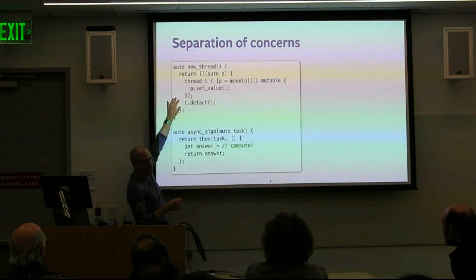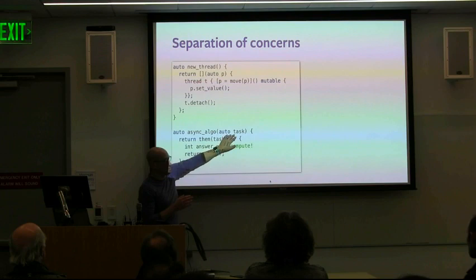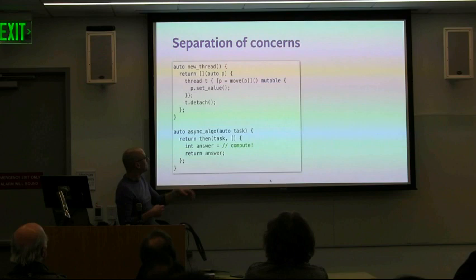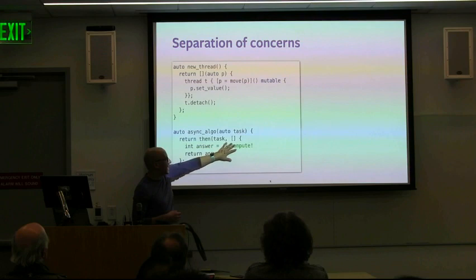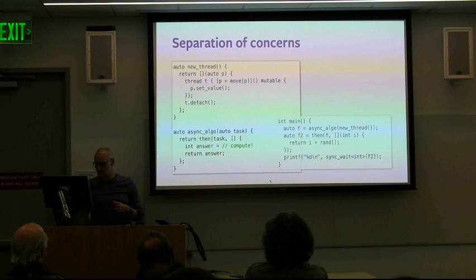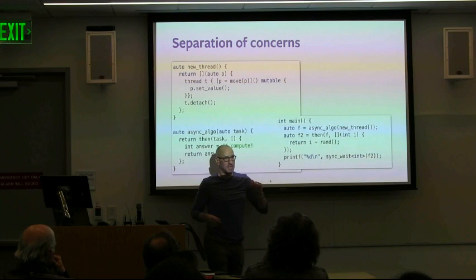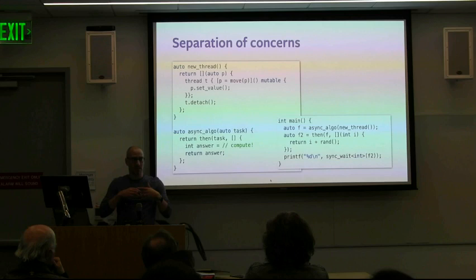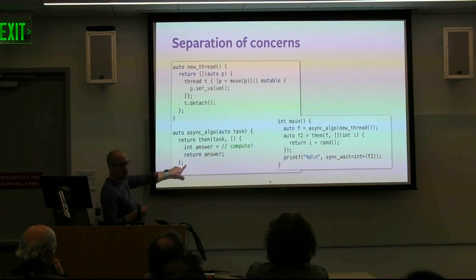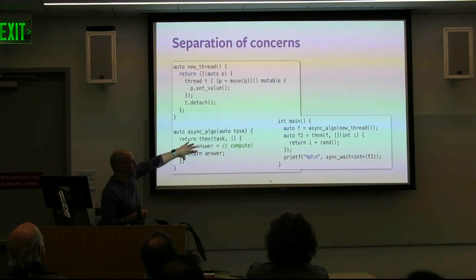Now we change our asynchronous algorithm to be parameterized by a task. Think of this as a predecessor operation. I want you to do this asynchronous algorithm, but I want you to do this other thing first. So we use then to chain our computation after the predecessor. These two things fit together quite nicely, because I can say new thread and pass it to the asynchronous algorithm. Now I create a new thread that immediately completes, calls set value on the promise, which causes this lambda to execute, which means that this computation is running in the context of the new thread that was created over here.